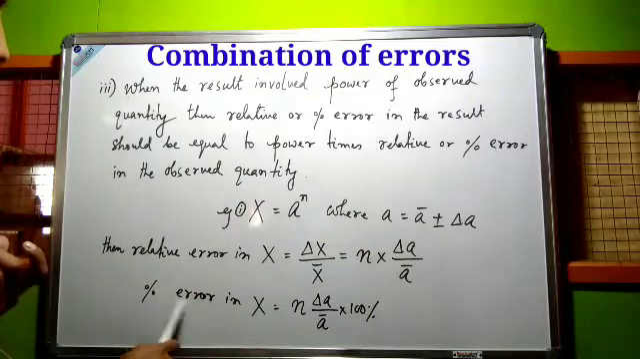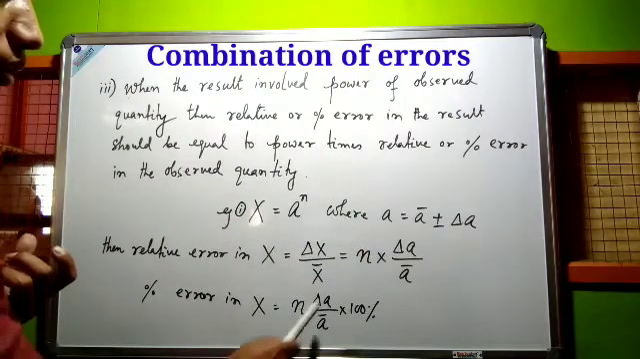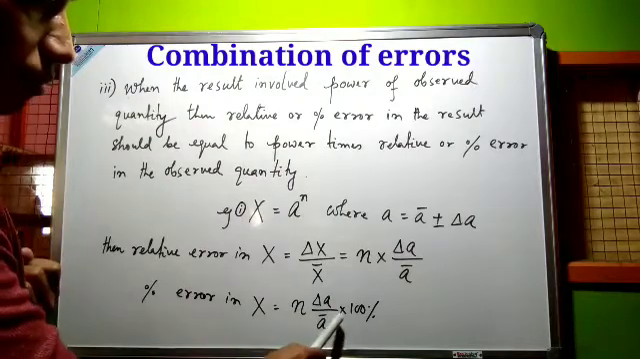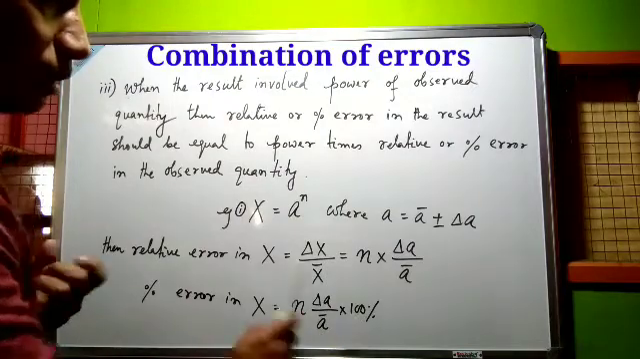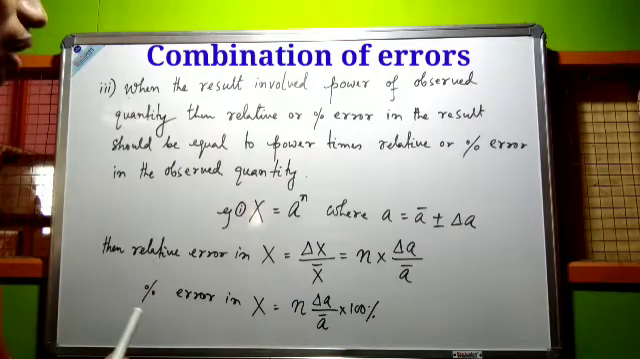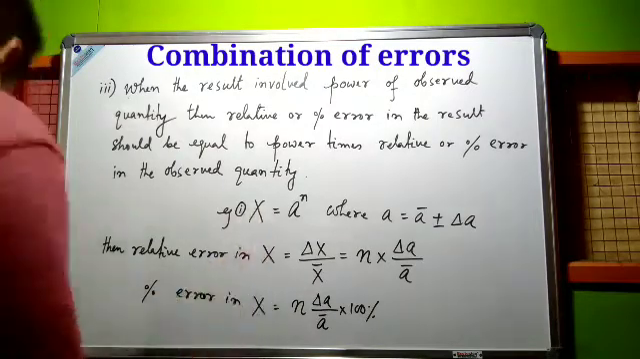And similarly, percentage error in X should be equal to n delta A divided by A bar into 100%. Multiply by 100 to get the relative error as the percentage error. That was example number 1.